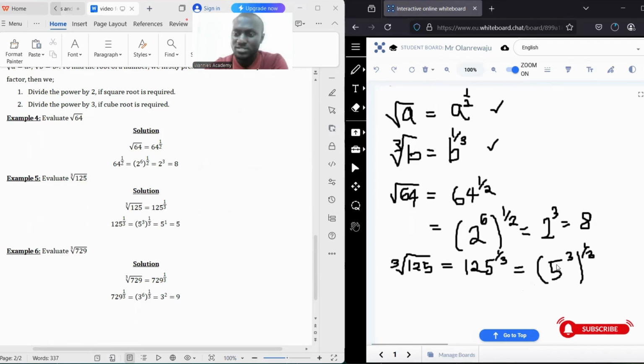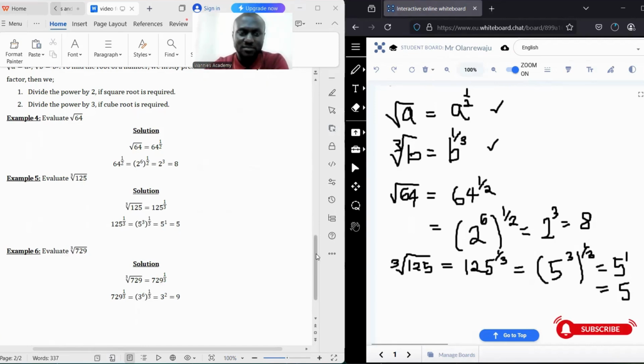By the laws of indices, we divide the power 3 here by 3 because we are finding the cube root. Therefore, 3 divided by 3 is 1. We have the answer here as 5 raised to the power 1. And 5 raised to the power 1 is as good as 5.